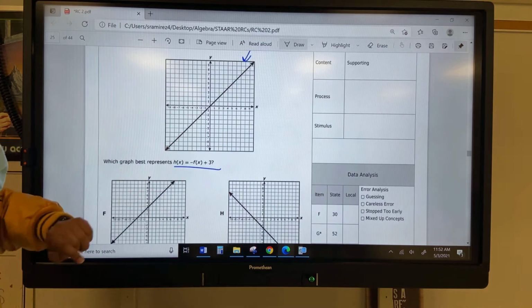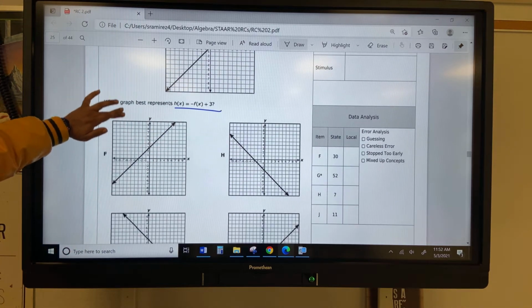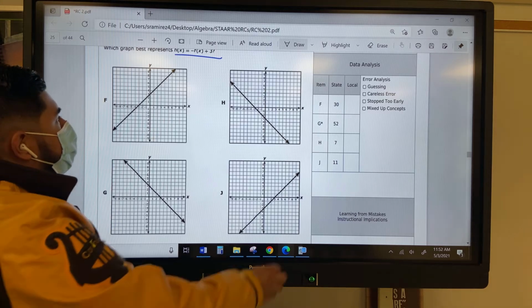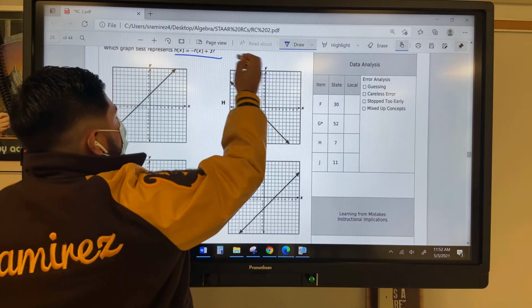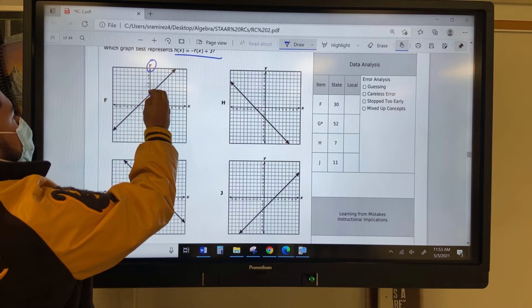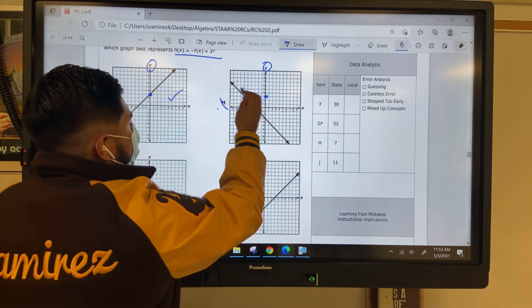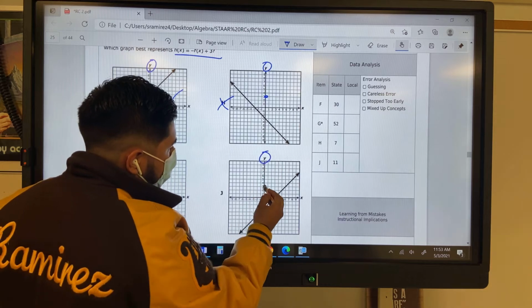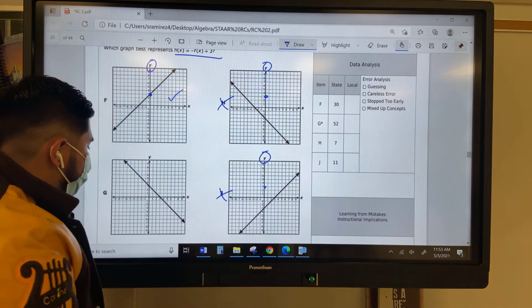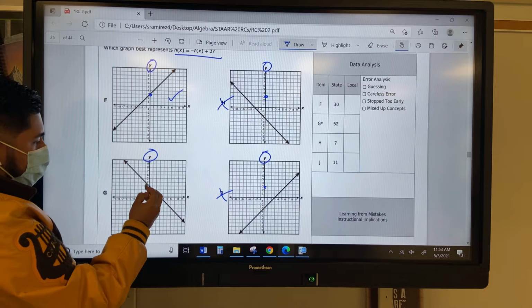Right here's +3. That tells me +3 on the y-intercept. Y-intercept, +3. Okay, looks good. +3 on the y-intercept, not there. +3 on the y-intercept, not there.